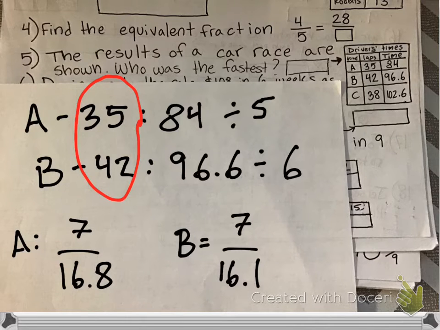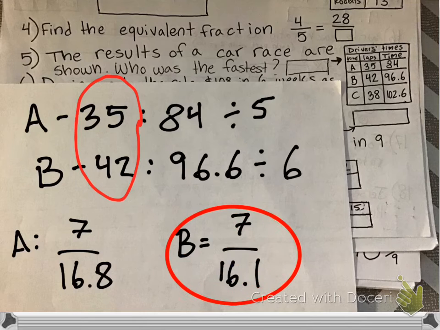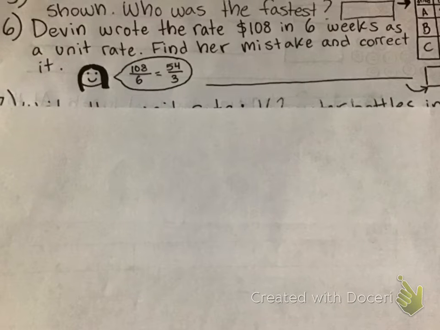16.8. So, which one was faster? Who can tell me which one was faster, Trey? B. B is faster. Devin wrote the rate 108 in 6 weeks as a unit rate. Find her mistake and correct it.